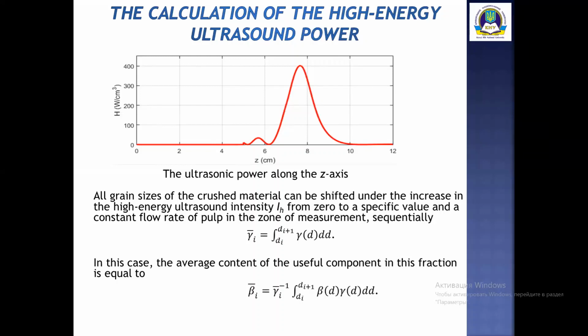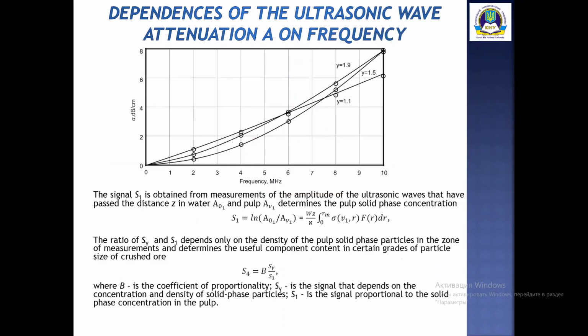The use of a measuring channel based on high frequency ultrasonic waves allows the measurement of the size class content of the crushed ore. The cyber physical system and the program for modeling the crushed ore fraction redistribution in the ore pulp under the influence of the high energy ultrasonic radiation pressure, according to the above expression, were developed. The program's main window you can see in this slide.